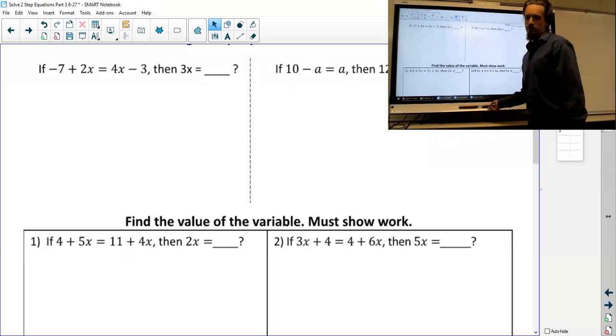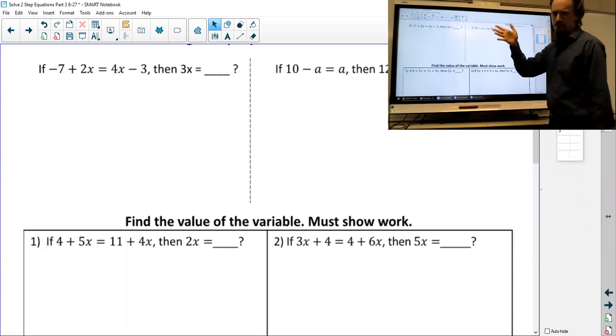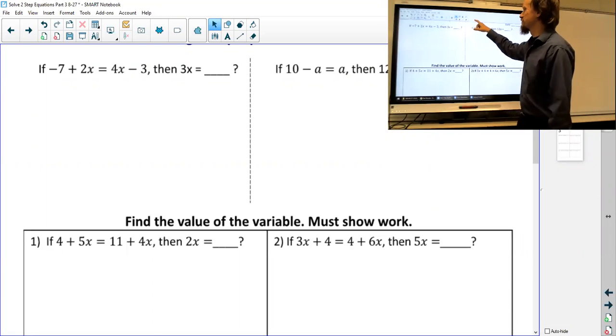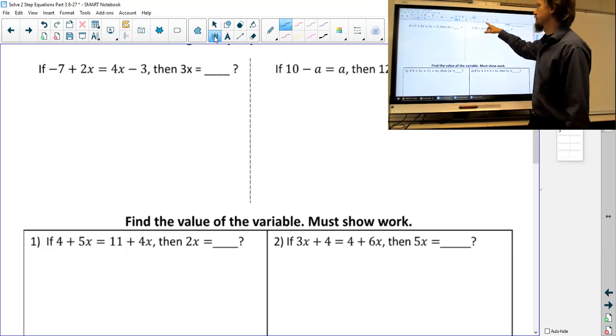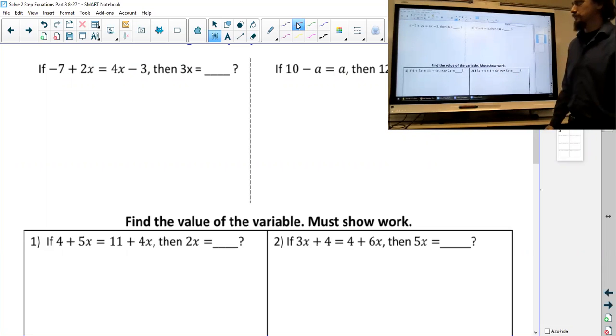Okay, day 2, solving multi-step equations. I was going to skip over this one, and then I noticed there's variables on both sides, and that you might have forgotten. So let's solve. It just adds one small little layer over what we did yesterday.